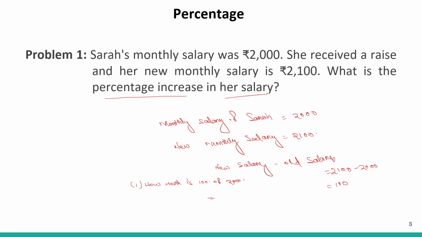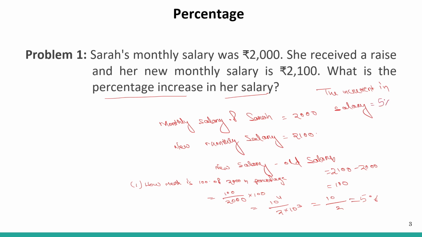In percentage, this will be 100 by 2000 into 100. This is nothing but 10 power 4 by 2 into 10 power 3, so this is equal to 10 by 2, which is 5%. So the increment in salary was 5%. The correct answer is 5%.